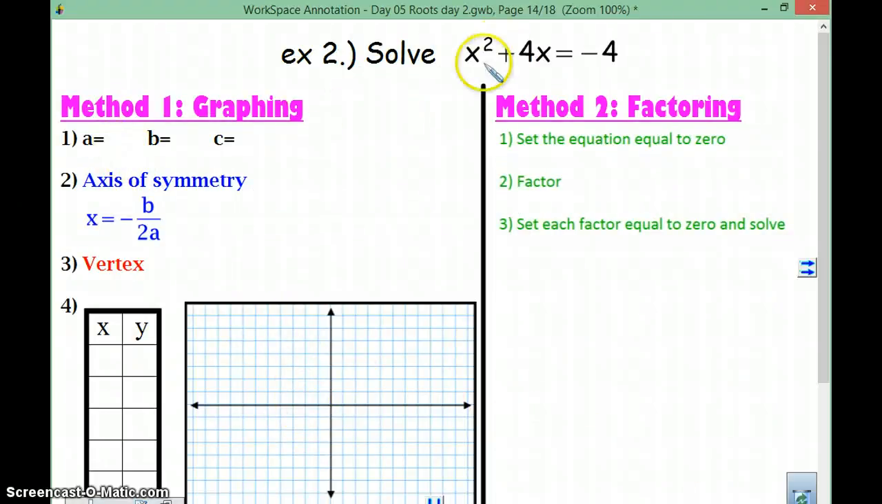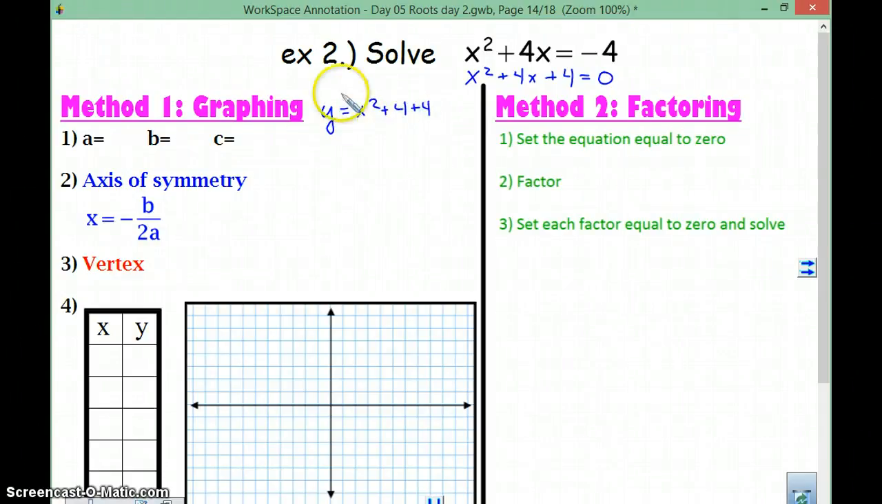What's a here? First of all, we've got to rearrange this. We say this is x squared plus 4x plus 4. I added 4 to both sides equals 0. There's my new equation. Notice there's only one variable. We just have x's, no y's. Doesn't mean that we can't still graph it as though it had a y.